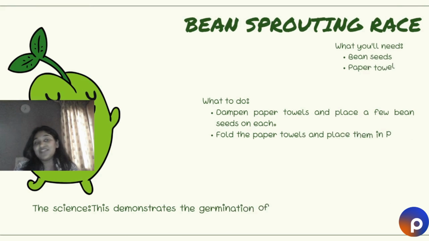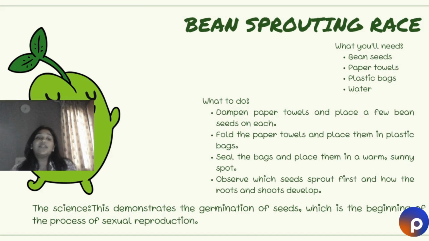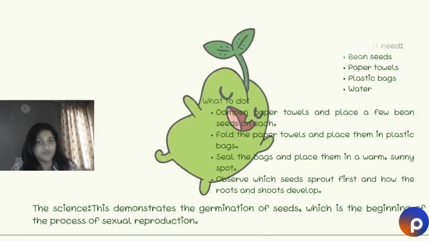So what is a bean sprouting race? You will need bean seeds, paper towels, plastic bags and water. First, dampen the paper towels or paper tissues. Place a few bean seeds on each. Fold the paper tissue and place them in a plastic bag. Seal the bag and place them in a warm sunny spot. Observe which seeds sprout first and how roots and shoots develop. This demonstrates the germination of seeds, which is the beginning process of sexual reproduction.